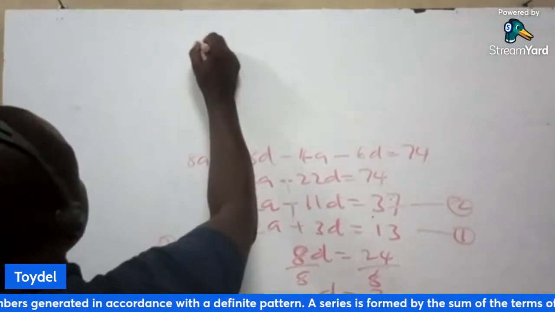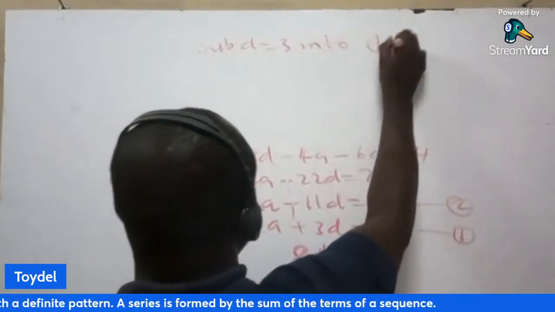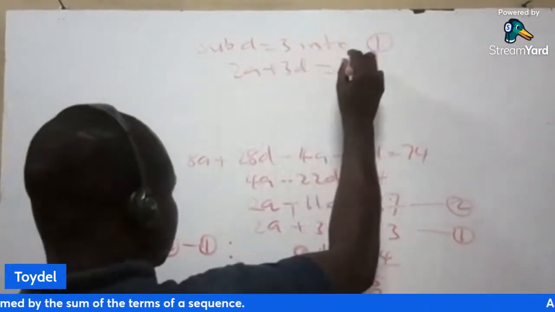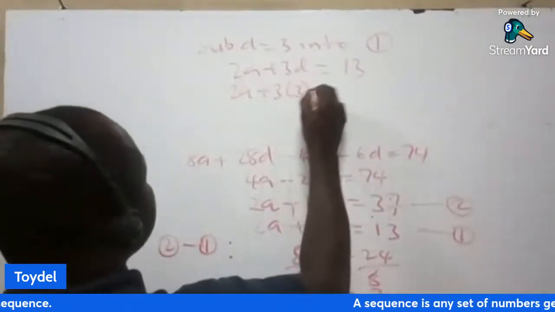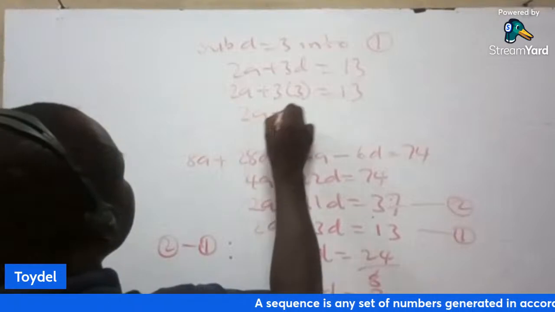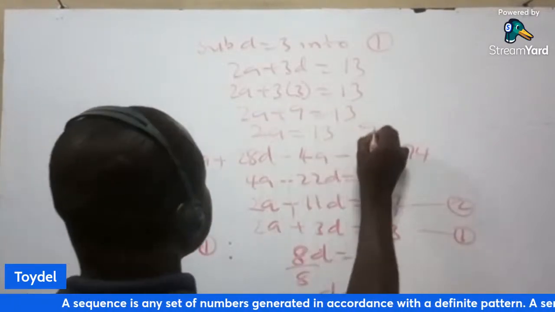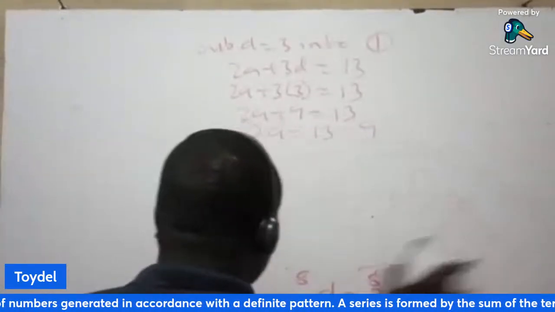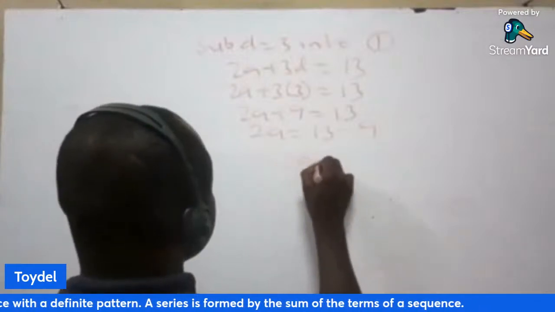We now substitute d is equal to 3 into equation 1. What is equation 1? 2a plus 3d is equal to 13. We have 2a plus 3 multiplied by 3 is equal to 13. So 2a plus 9 is equal to 13. So 2a is equal to 13 minus 9. Then from there we have 2a is equal to 4.